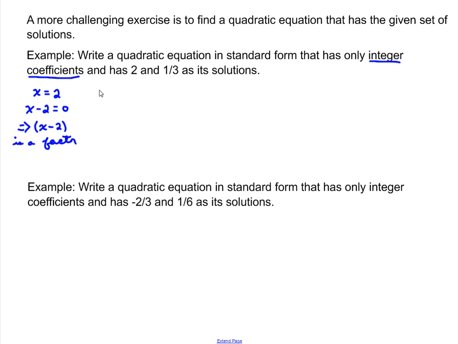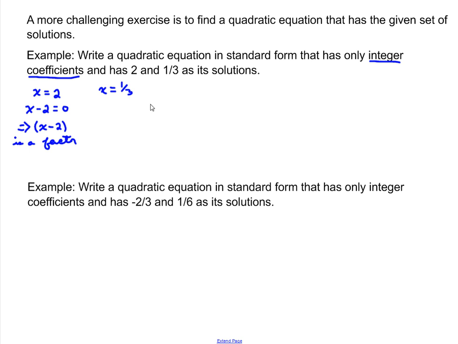Now, we also had x equals 1/3 as one of the solutions. But if we say x minus 1/3, the problem that we're going to have right here is that we're not going to get integer coefficients. Why? Well, that would mean that we would have to have x minus 1/3 as one of our factors. And the trouble with that is that we're going to end up with something like 1/3 x. That's no good. We need to back up a little bit here.